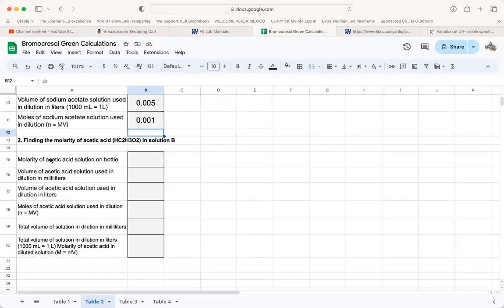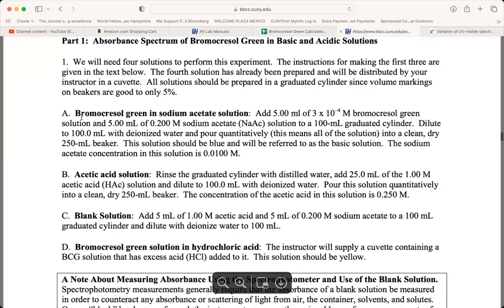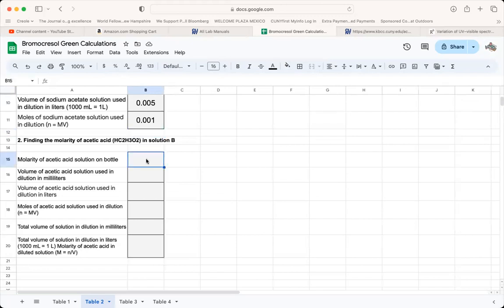That's the acetic acid solution. So the first thing is, what's the molarity of the acetic acid solution in the bottle? Well, let's come over here. Here we go, B. We're going to use 25.0 milliliters of 1 molar acetic acid, and then we'll dilute it to a total of 100 milliliters. Okay, so our molarity is 1.00. The volume that we used was 25.0. We're going to convert milliliters into liters here. So equal sign 25 divided by 1,000. Let's give it a little bit more sig figs here.